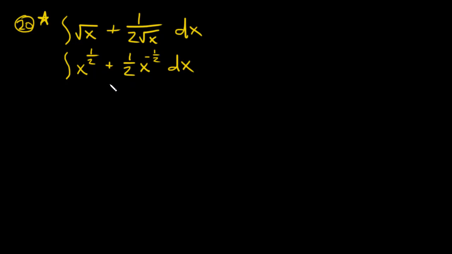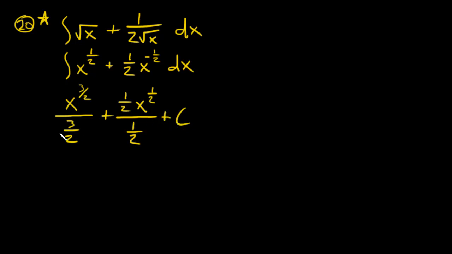And now that it's in this form, we can use the power rule and knock out the integral. So if I use that, I'm going to add 1. So this is going to be 1/2 plus 1 is 3/2 divided by 3/2. So x to the 3/2 divided by 3/2 plus 1/2 x to the, add 1 to negative 1/2, I get positive 1/2, divided by positive 1/2, plus c. And now I can simplify this. If I'm dividing by 3 halves, that's the same as multiplying by 2 thirds. So this is 2 thirds x to the 3 halves. And then the 1 half divided by 1 half cancel, and I'm just left with plus x to the 1 half plus c. Okay? So not too bad.